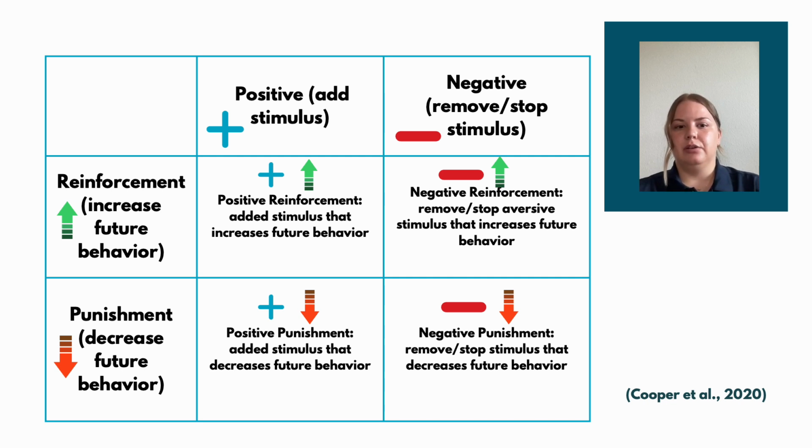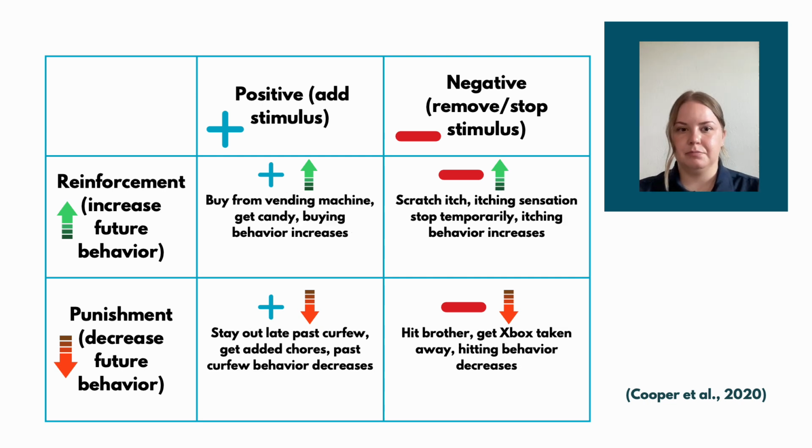So let's look at positive reinforcement. Positive reinforcement is when a stimulus is added or presented in the environment that increases future behavior. Negative reinforcement is when a stimulus is removed, stopped, terminated, postponed, that increases future behavior. Positive punishment is when a stimulus is added or presented to the environment that decreases the future behavior because it's punishment. Negative punishment is when a stimulus is removed, stopped, terminated, postponed, prevented, that decreases the future behavior. So let's talk about some examples.